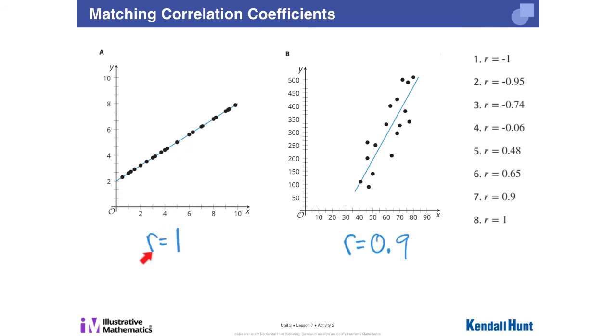In A, this has a correlation coefficient of exactly 1 because the points make a perfectly straight line and it has a positive slope. For B, the R value needs to be positive again because that has a positive slope. And looking ahead to the other options, this one has the points that are closest to the line. Looking at the other graphs, that one's going to be closest to 1, so that's going to be 0.9.